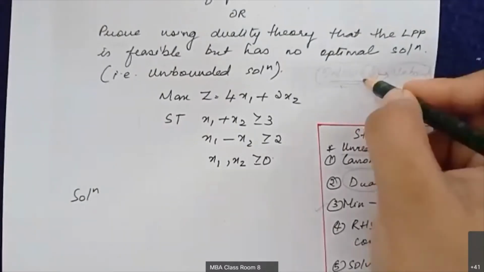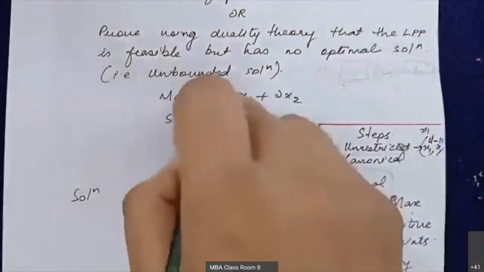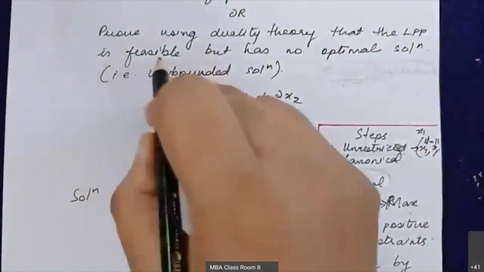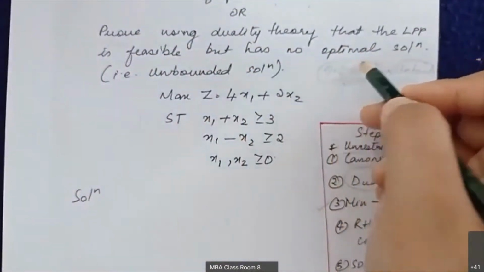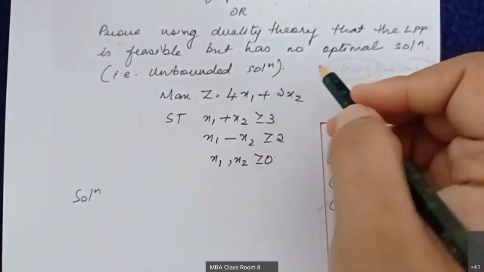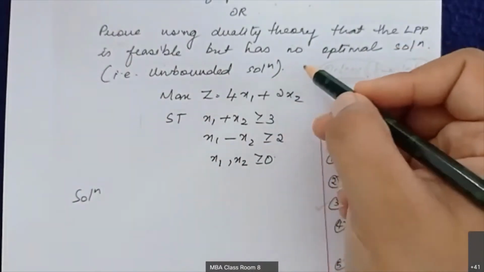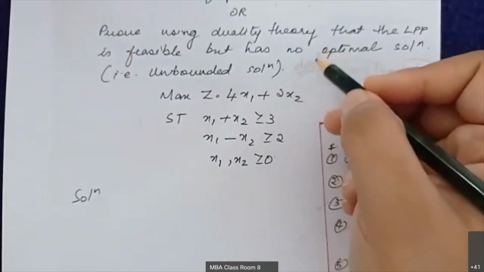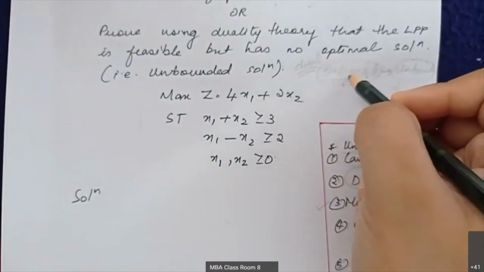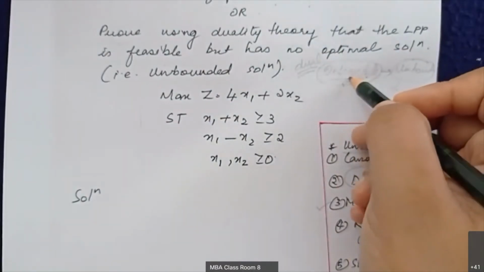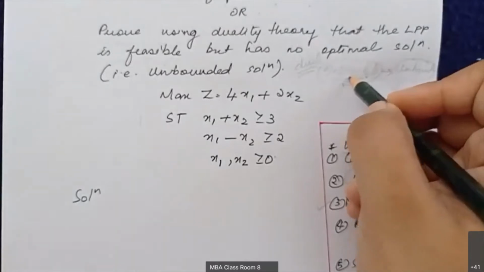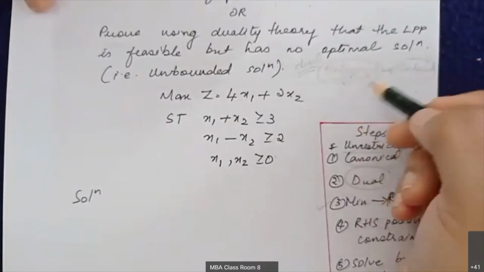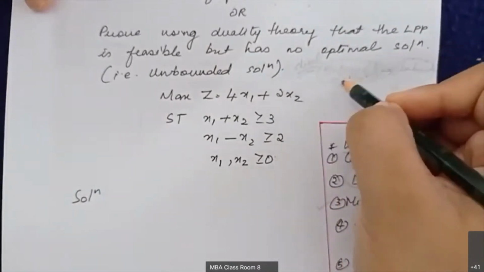Dual will be infeasible. Okay, is it clear? In our question, they are asking us to prove using duality theory that the LPP is feasible but has no optimal solution. So it is enough to prove that. What should we prove? We are going to convert it into the dual form, and in the dual form, if you are able to prove that it is infeasible. Infeasible means the optimality condition has been reached, but the basic variable column has artificial variables. In such a situation, we say it is infeasible. So in the dual table, you prove that it is infeasible.